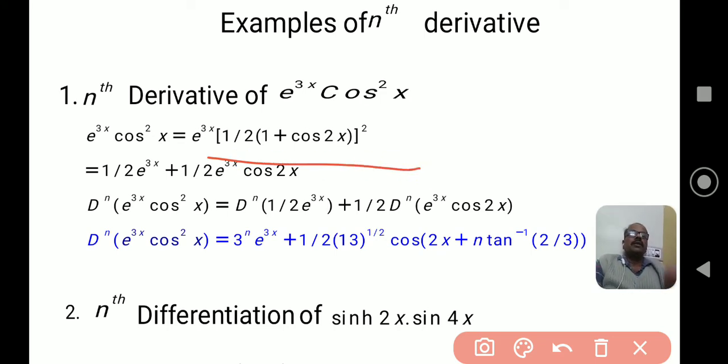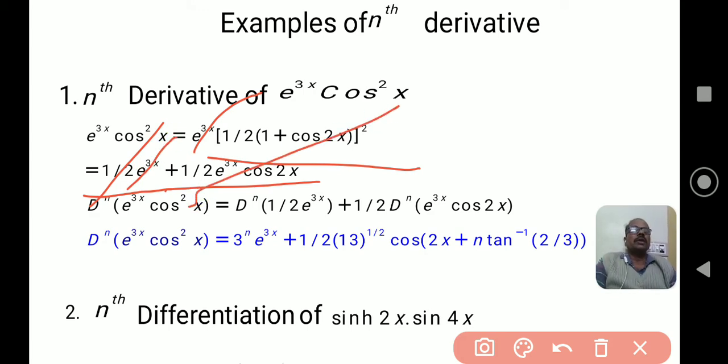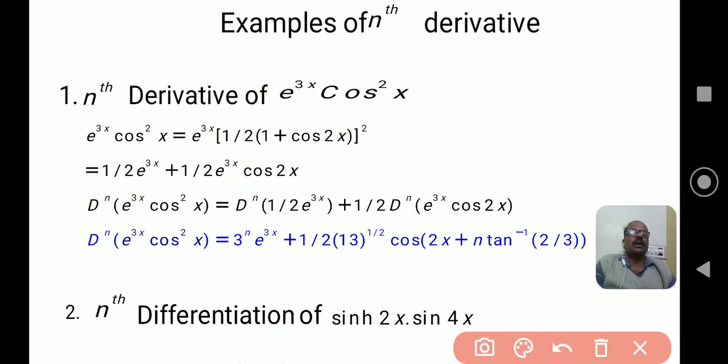I am going to keep this e power 3x as it is. Cos square x can be written as 1 by 2 times of 1 plus cos 2x. We can multiply these two terms: e power 3x into 1 by 2 is nothing but 1 by 2 e power 3x, and 1 by 2 into e power 3x into cos 2x. Observe the result, each term has a different nth derivative result. E power 3x has the e power ax formula. E power 3x into cos 2x has the result e power ax into cos of bx plus c. We can apply the direct result here.